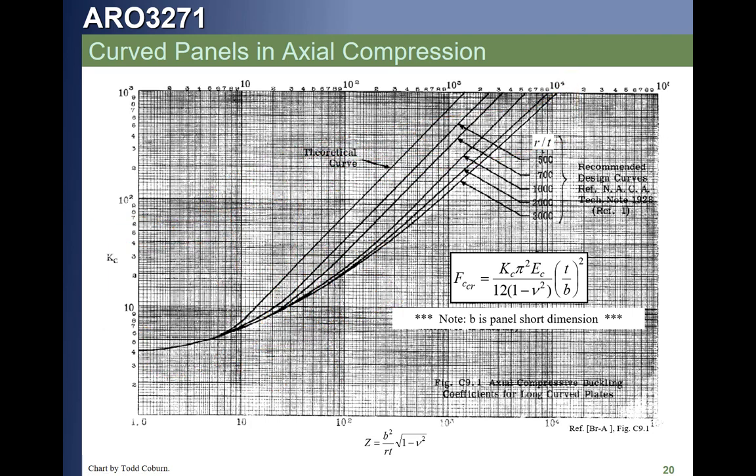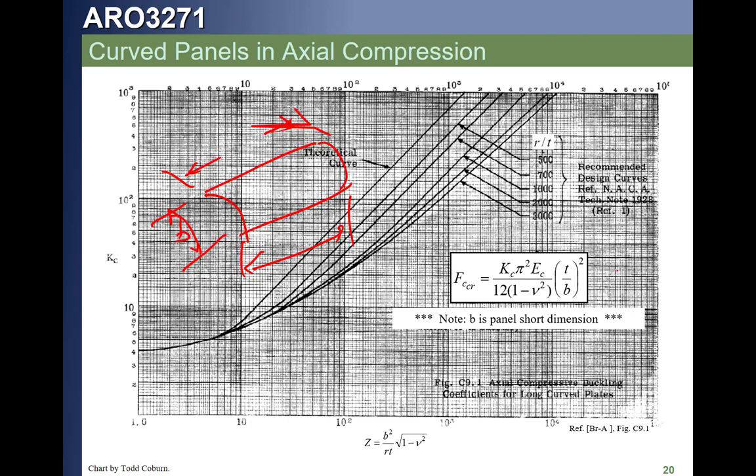If we have a curved panel loaded in axial compression, which means we have a curved panel with some dimension this way and some dimension this way. This is our B dimension, our short dimension, and this is our other dimension, our long dimension.